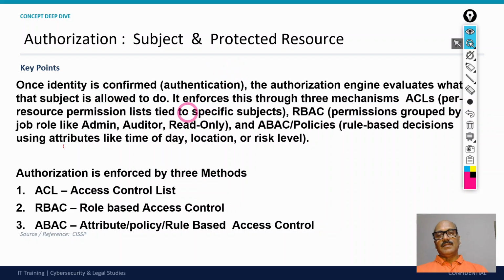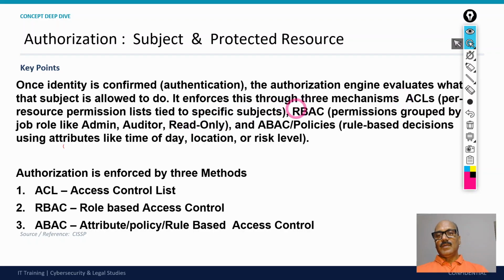And this is done by three mechanisms. First one is access control list. This is something like the resource on which the subject is going to act or is allowed to act. The resource itself has a list of permissions on it. So we'll see in depth.